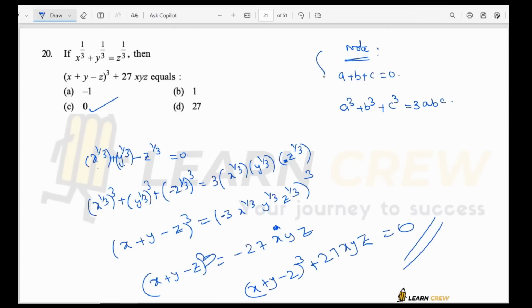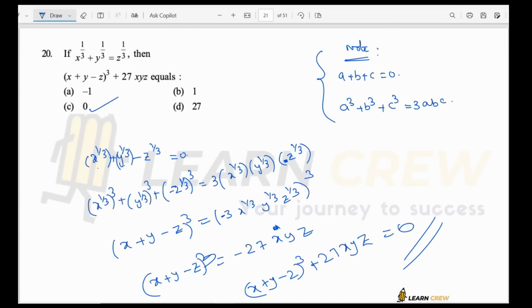This is the note point. If a plus b plus c is 0, a cube plus b cube plus c cube is 3abc. According to this, a is x power 1 by 3, b is y power 1 by 3, and c is minus z power 1 by 3. Okay.